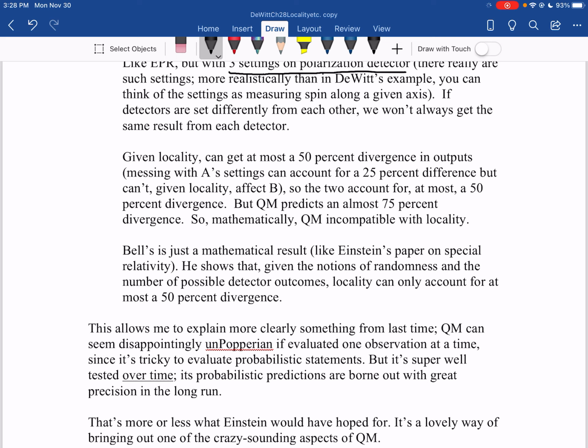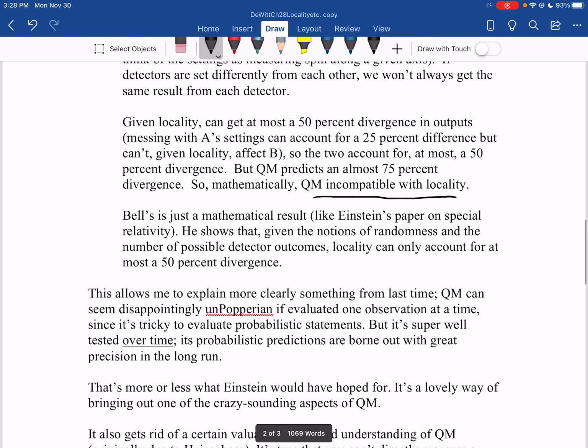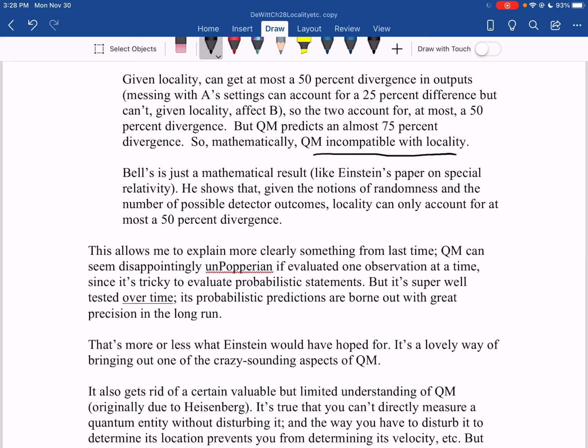So Bell shows in much more mathematical detail than EPR had that quantum mechanics makes testable, in principle, predictions that are incompatible with locality. Now, I like DeWitt's discussion very well. I don't think he brings out quite as straightforwardly as he might have that this is just a mathematical result. Again, you can compare this to Einstein's paper on special relativity, which doesn't require any math higher than algebra and is really just a consistency proof. What's really going on here is Bell takes the notions of randomness, right? It's random whether you're going to get an up or down polarization.